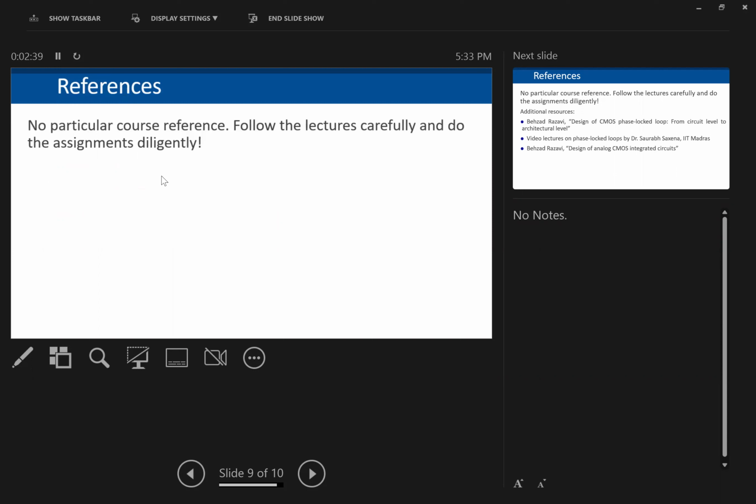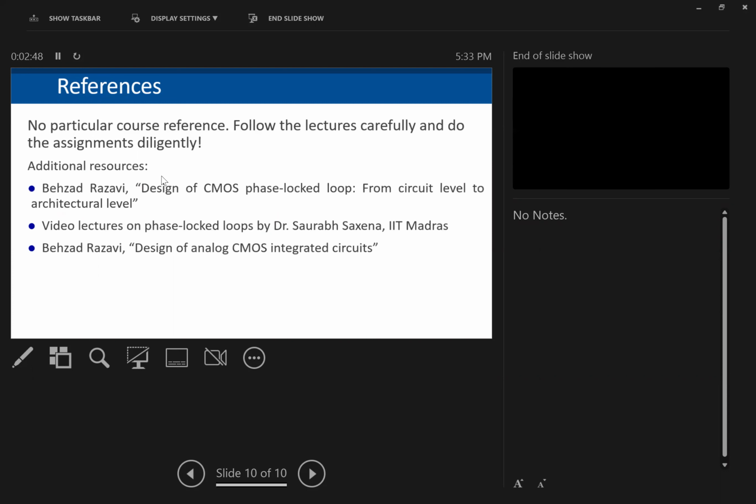So there are no particular course references for this. You are expected to follow these lectures carefully and do the assignments diligently. But some of the resources that you can refer to are these. So I have mentioned 2 textbooks from Razavi. One is Design of CMOS Phase-Locked Loops from Circuit Level to Architectural Level. The Kindle version of this is available. The other one is, of course, our Holy Grail, Design of Analog CMOS Integrated Circuits.